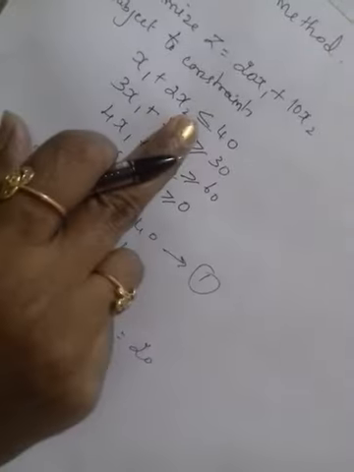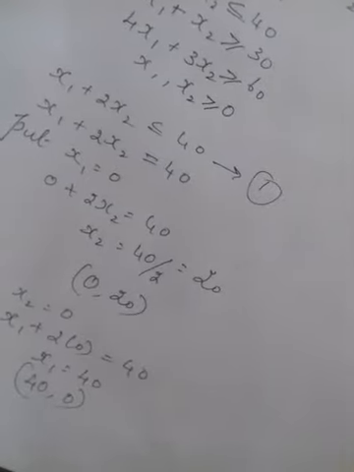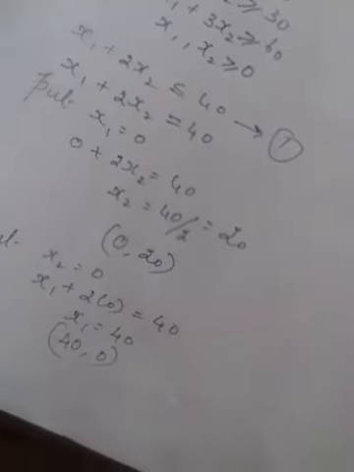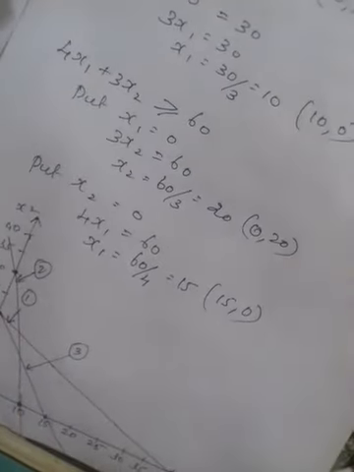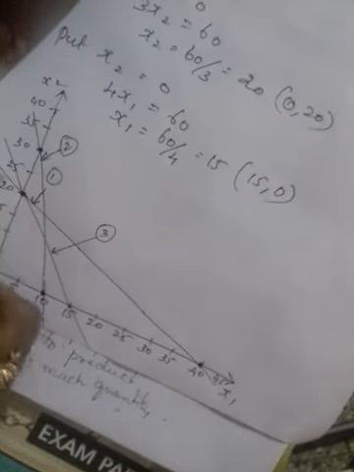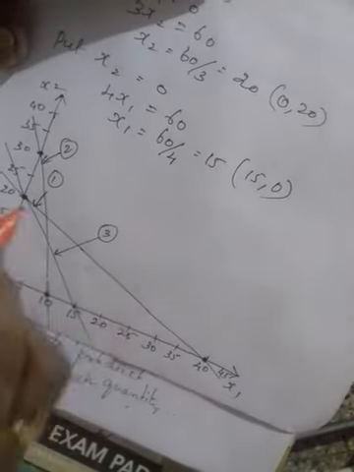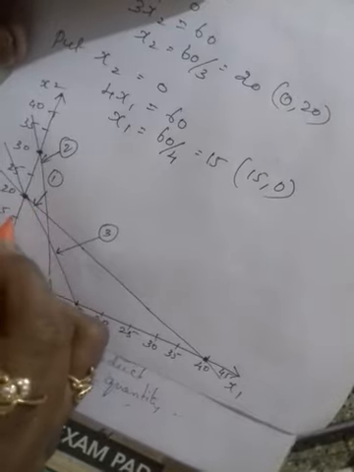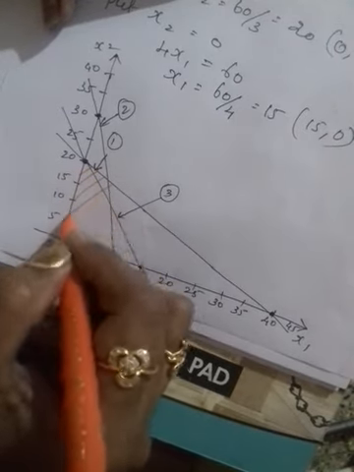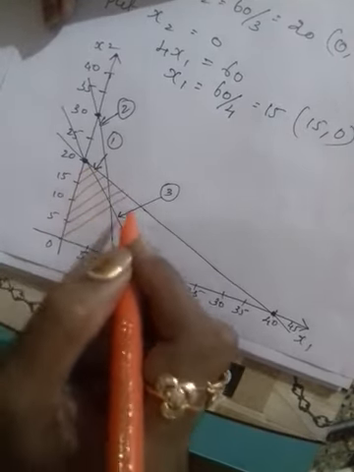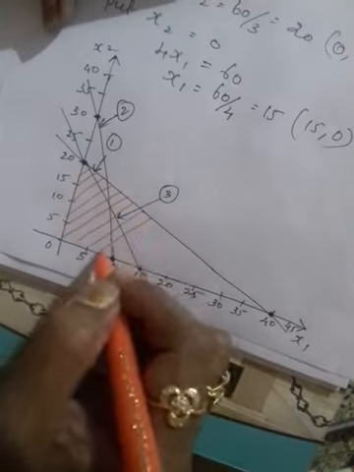Now see the problem. For the first equation, they gave less than or equal to 40. The first equation line is this line, and it is less than or equal to, so you have to draw lines towards 0. Is it clear? So this is the line for the first equation, and I am going to draw some lines towards 0.